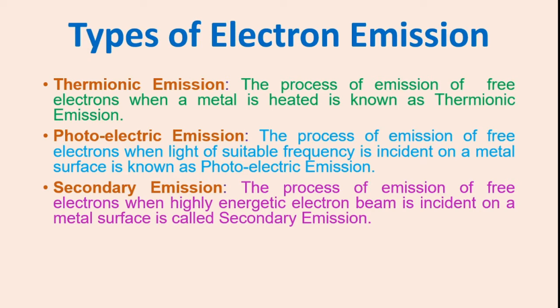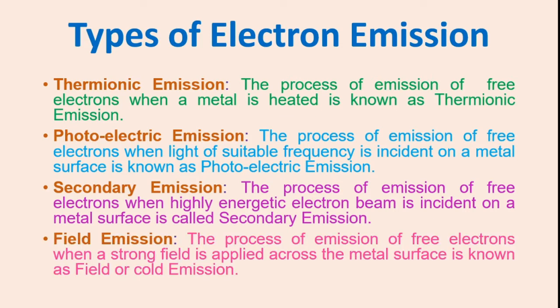The next one is secondary emission. In this case, a strong beam of highly energetic electrons is incident on the metal surface, as a result of which the free electrons within the metal surface absorb a part of the energy of these incident electrons and get emitted from the metal surface. So the process of emission of free electrons when a highly energetic electron beam is incident on a metal surface is called secondary emission.